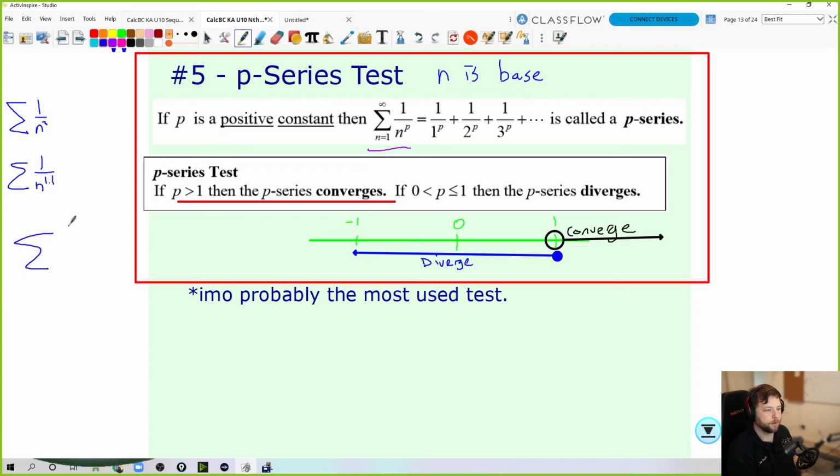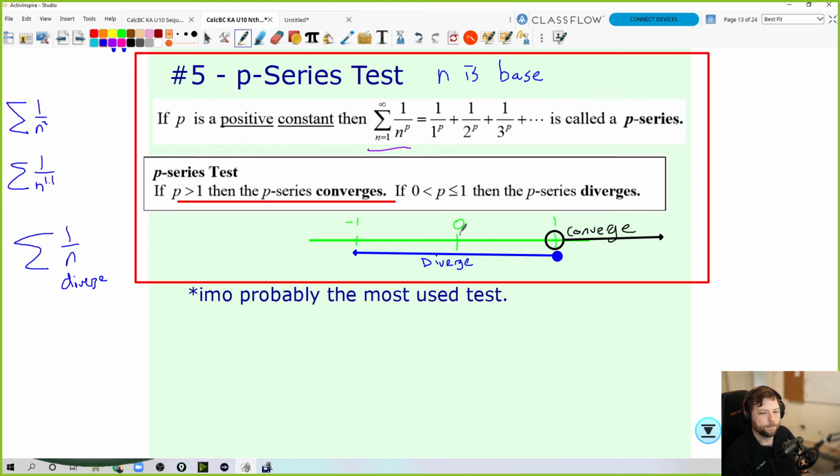For example, if I had 1 over n to the 1 power, or just 1 over n, we would diverge by P series. This is the most used test as a base for some other things too. So if you like this chart, great. I like to think of it this way in my head: bigger than 1 converge, less than or equal diverge.